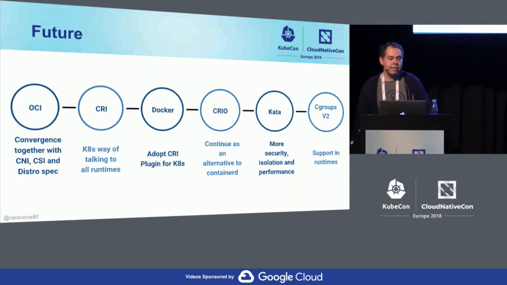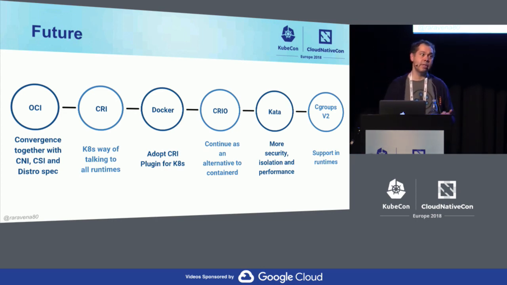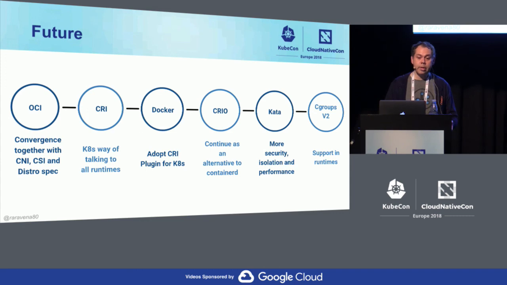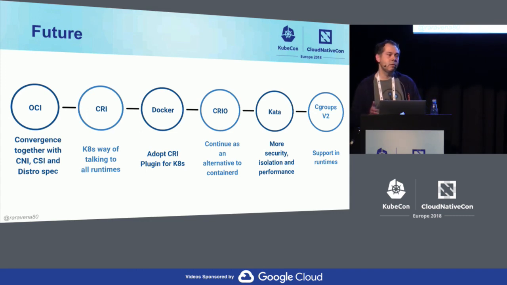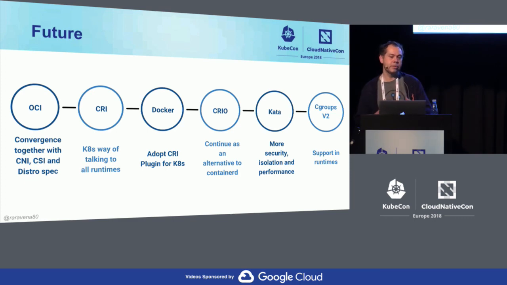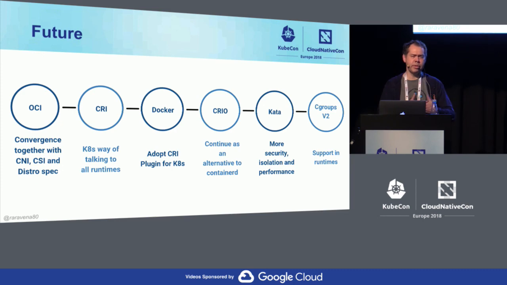So what does the future look like? I see more and more of these runtimes converging into OCI, and not only OCI, but all the other standards like the Container Networking Interface and Container Storage Interface. As far as CRI is concerned, Kubernetes will use that as a default to talk to all the different container runtimes. Then Docker will adopt the CRI plugin for Kubernetes to talk to it. Currently, with the current Docker implementation, Kubernetes directly talks to the Docker daemon, but it will move towards CRI and the CRI plugin. And CRI-O will continue as an alternative to Docker, very similar to Docker Containerd.